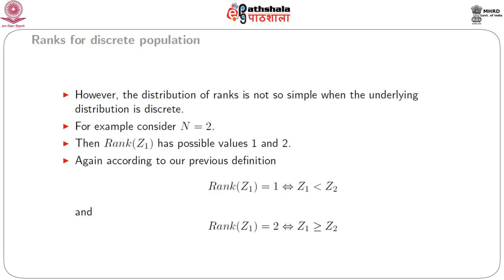However, the above discussion and derivation is valid only when the underlying distribution is continuous. If we have some discrete population, then the ranks defined as earlier give misleading results. In fact, the distribution of ranks is not so simple when the underlying distribution is discrete. For example, consider n as 2. Then rank of Z1 has possible values 1 and 2. Again, according to our previous definition, rank of Z1 equal to 1 is implied by and implies Z1 is less than Z2, and rank of Z1 equal to 2 is implied by and implies Z1 greater than or equal to Z2.